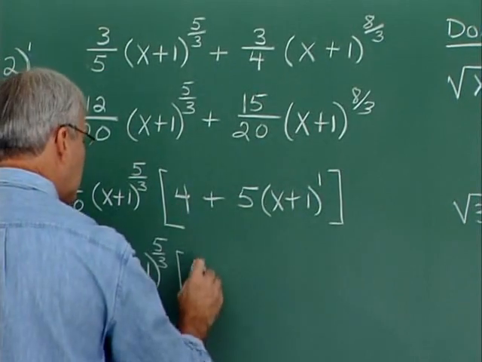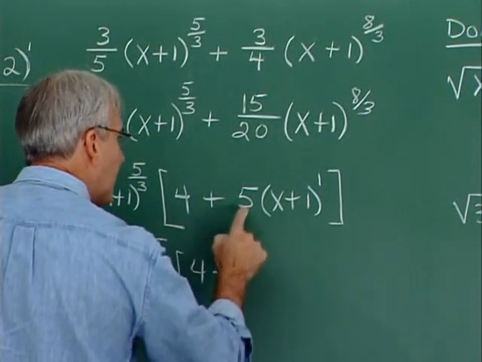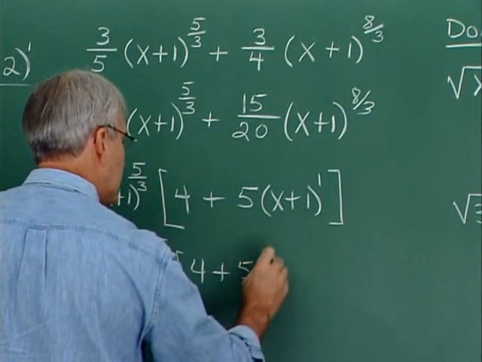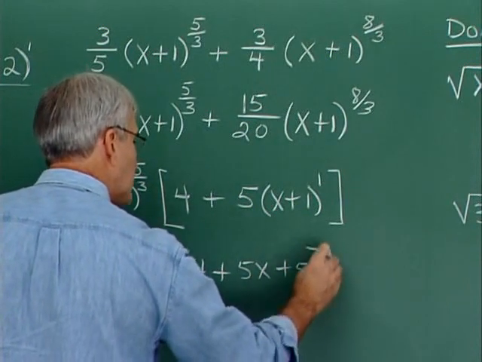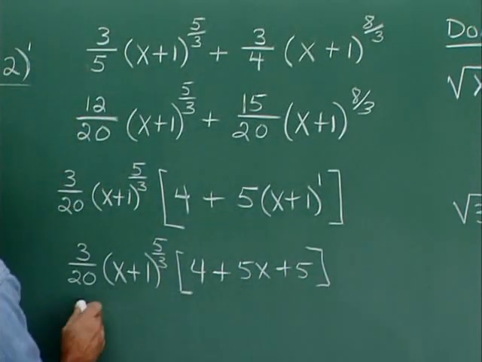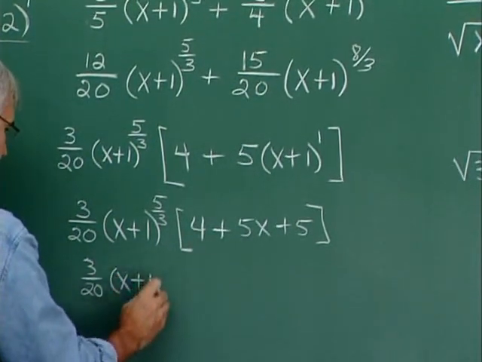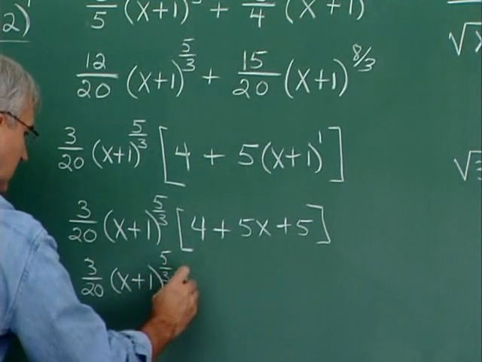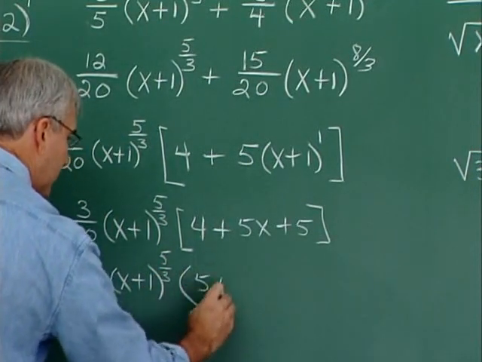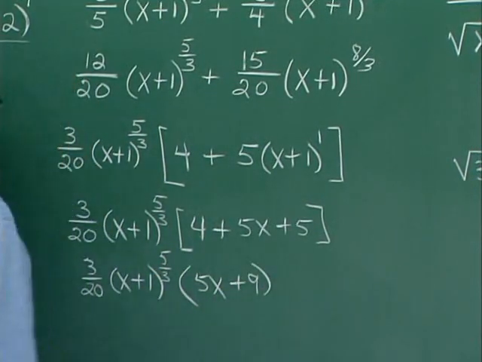And this is, I almost didn't see this. 5 times x plus 1 is 5x plus 5. So we would bring together the 4 and the 5 and simplify to 5x plus 9 over here. All right, there we go.